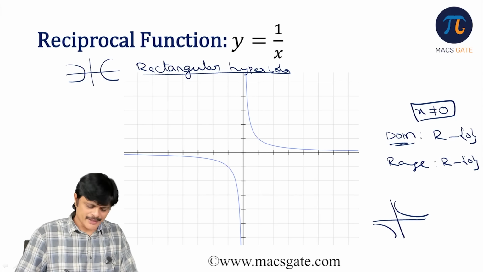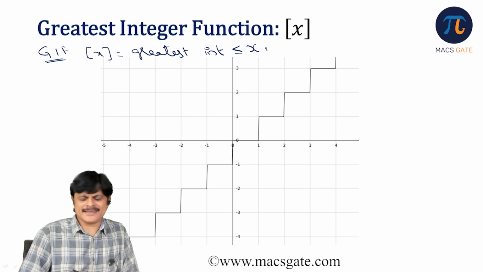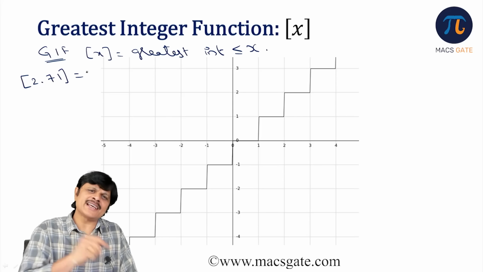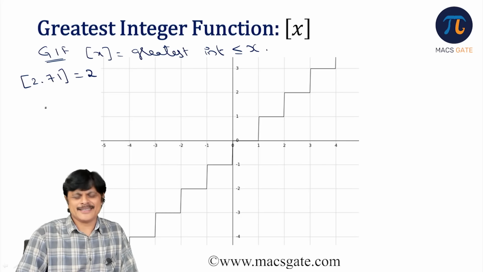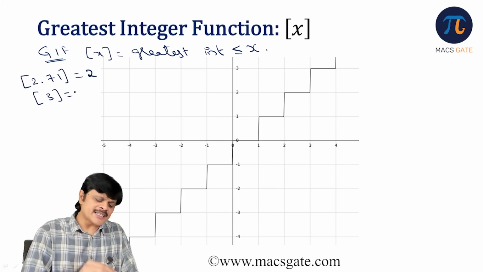Okay, the next one is the greatest integer function. Some people call it GIF, they forget the original name, greatest integer function. Greatest integer function means the greatest integer less than or equal to x. That is the meaning. See, actually if you say 2.71, is it an integer? 2.71 is not an integer. What is the greatest integer less than or equal to this? Suppose it is 3, is it an integer? Yes.